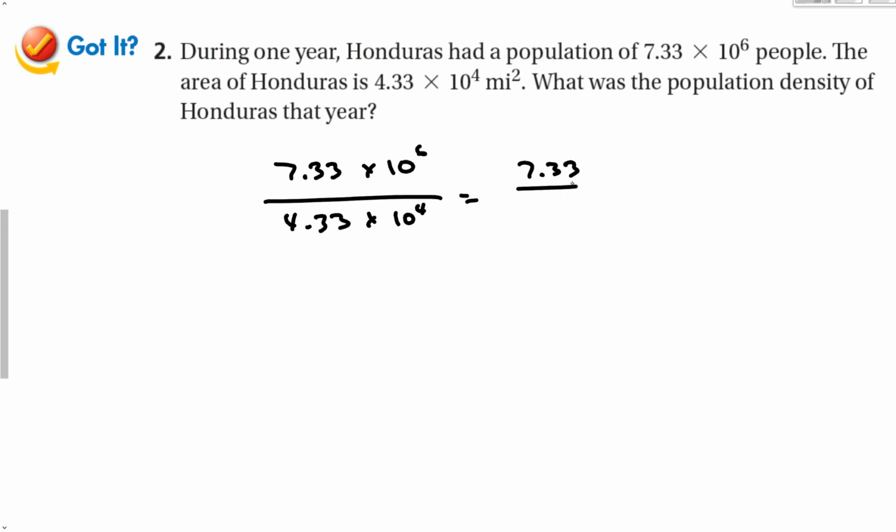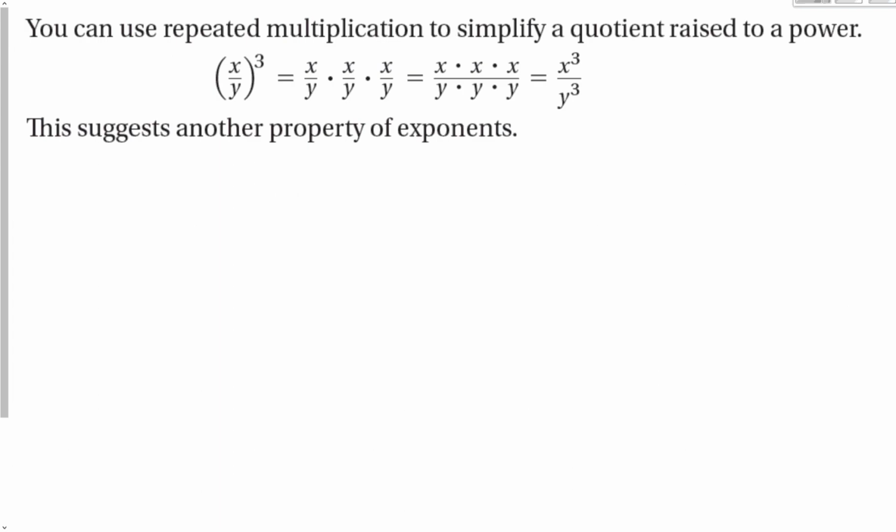We're going to divide the numbers and subtract the scientific notation exponents. 7.33 divided by 4.33 gives us about, rounding, 1.69 times 10 squared. Again, we can just rewrite this as 169 people per square mile. So a little bit more dense than the last problem.